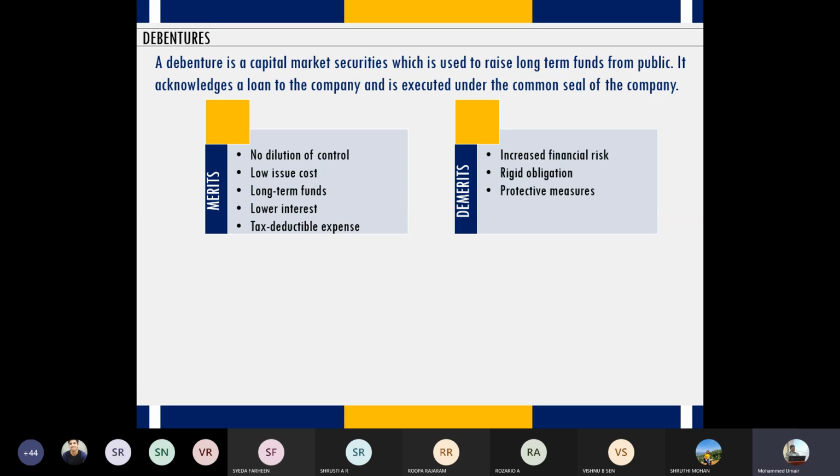Financial risk, also known as financial leverage, is something which you might have studied in your previous semesters. What does this financial risk represent, and when does it arise? Financial risk is a situation when a company does not have sufficient revenue or sufficient profits to pay its interest on debt.